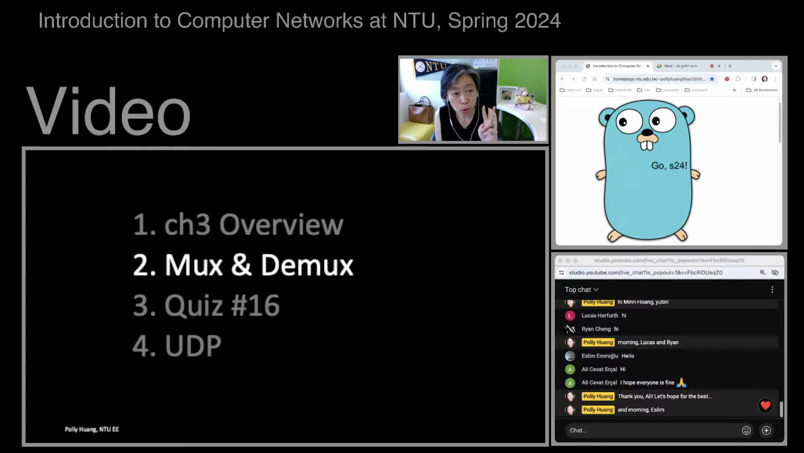And now there are two kinds of demultiplexing. The first one, easier, is connectionless demultiplexing. The second one is connection-oriented demultiplexing. And these are what the next two videos are about.